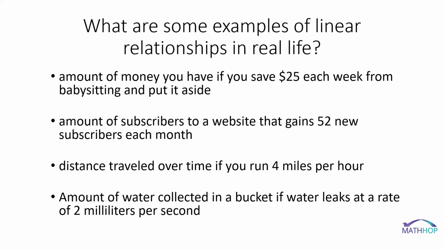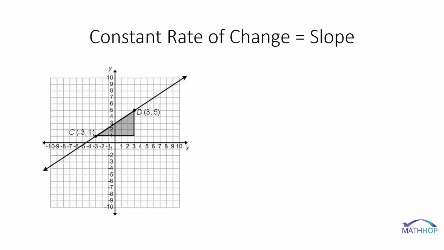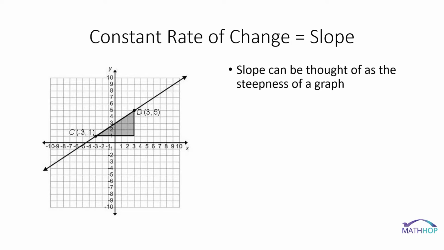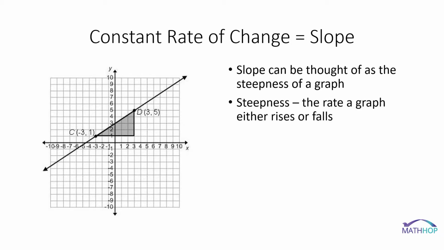So we keep saying constant rate of change. Guess what? That's just slope. The big scary word that freaks everybody out, slope, is simply the constant rate of change we have been talking about. Slope can be thought of as the steepness of a graph. Remember, it's the rate at which it either rises or falls. Slope can be negative.